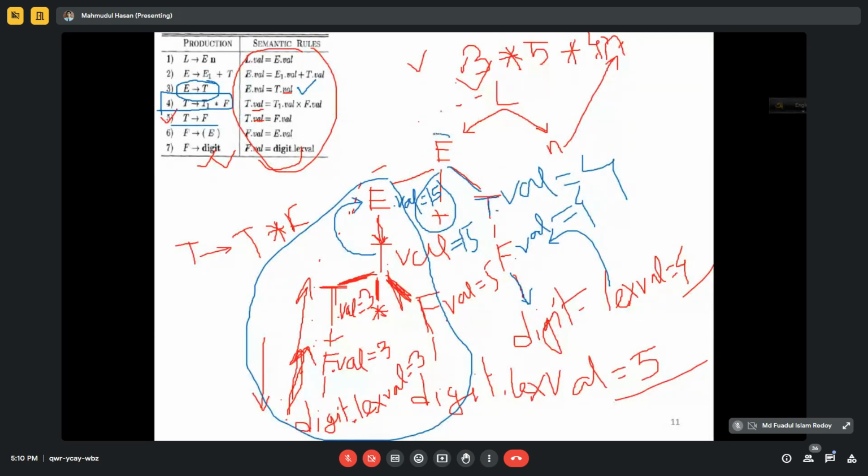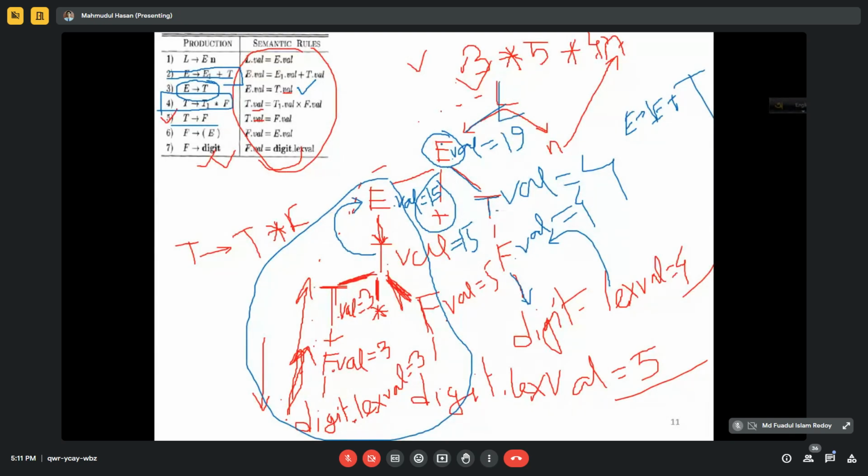So if you think now this one, then what is the production rule? Sir, E.value equals 19. That means E to E plus T. Is it? Yes, sir. If I consider this production rule, E to E plus T, what is the semantic rule? E1 value, that means child E value is added with child T value. So child E value is 15 and child T value is 4. So 15 plus 4, that is actually 19. So E value equals 19. Yes, sir. Okay.